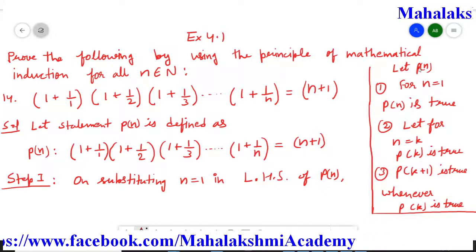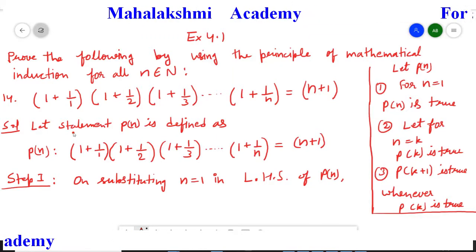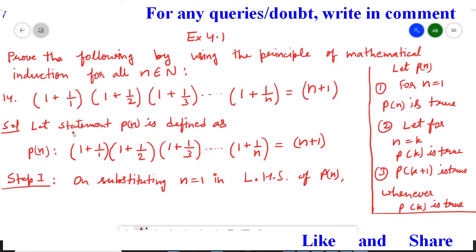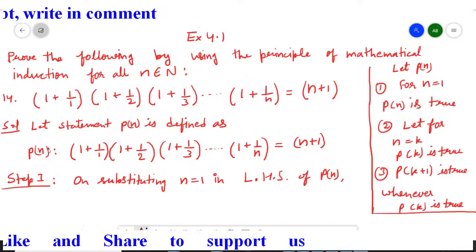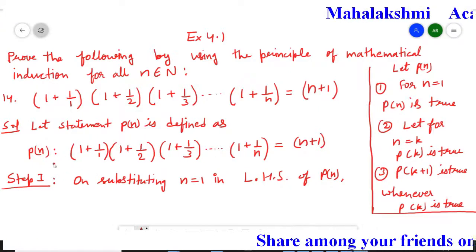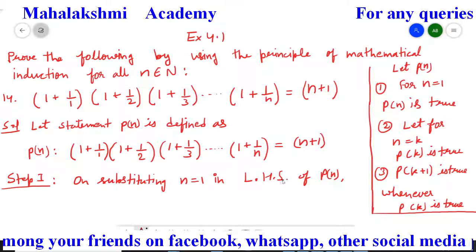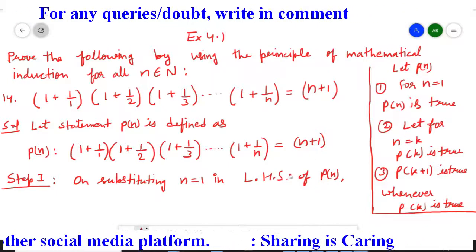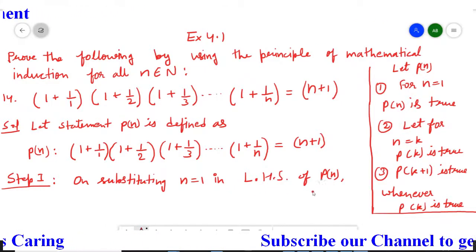First, we have to assume the mathematical statement as Pn. So I wrote here already: let the statement Pn be defined as, whatever the mathematical statement is, you just write it down as Pn. So it's a mathematical statement and its name is Pn. Now in step 1, for n equal to 1, substitute n equal to 1 in the left hand side of Pn. First we solve the left hand side and then the right hand side, and we have to check whether the left hand side of P1 and the right hand side of P1 are equal or not.